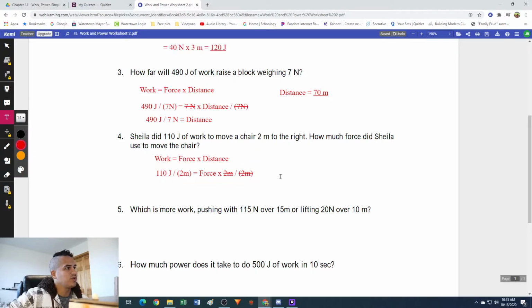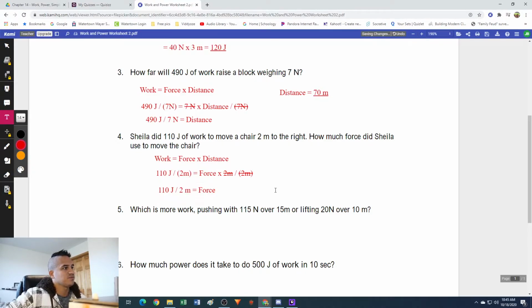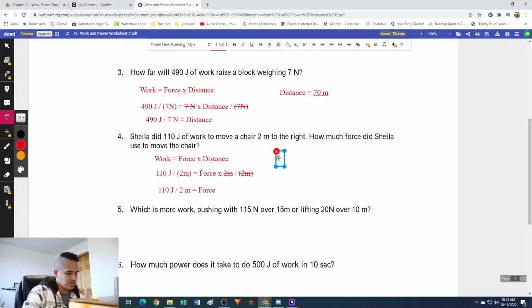So we're going to need to divide 2 meters to the left side as well. So basically, we'll have 110 joules divided by 2 meters is equal to force. Okay. And again, we'll do this on our calculator to make sure we get the right answer. So I get that force is going to be equal to 55 and the units will be newtons, okay? Because remember, the unit for force is the newton.